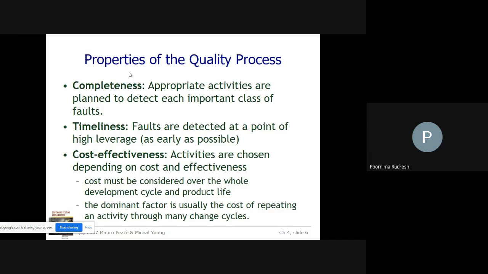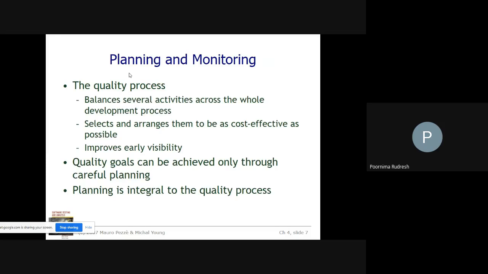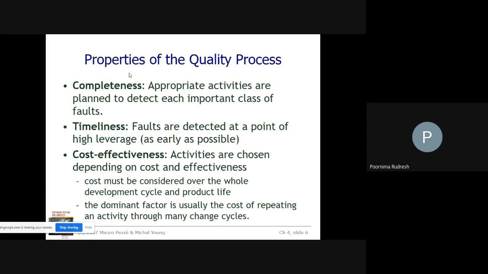As I said, the quality process is structured based on different properties. The properties of the quality process are completeness, timeliness, and cost effectiveness. Okay, these are the three important properties of the quality process. One is completeness, second is timeliness, and third is cost effectiveness. First we'll see what is completeness. Next we'll move on to timeliness and cost effectiveness. So first one is completeness.